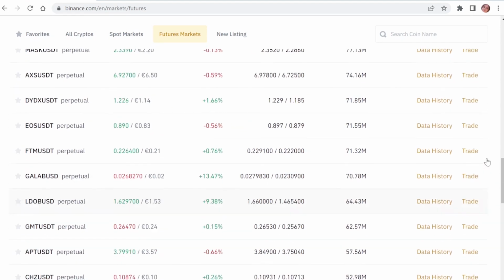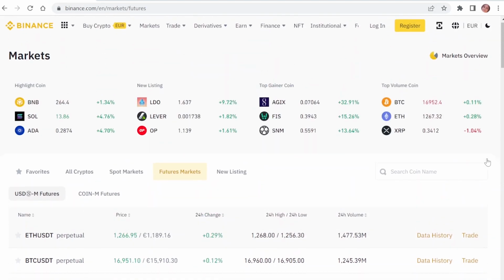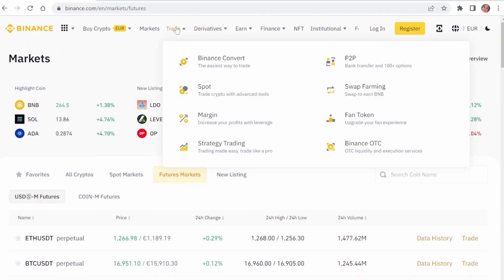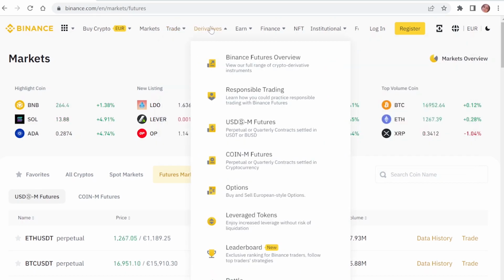Now, what is the minimum and the maximum amount to deposit and withdraw? The minimum deposit amount on Binance is 0.001 BTC, Bitcoin. There is no minimum deposit amount for other cryptocurrencies. The minimum withdrawal amount on Binance is also 0.001 BTC. For other cryptocurrencies, the minimum withdrawal amount may vary. For example, the minimum withdrawal amount for Ethereum is 0.01 ETH.